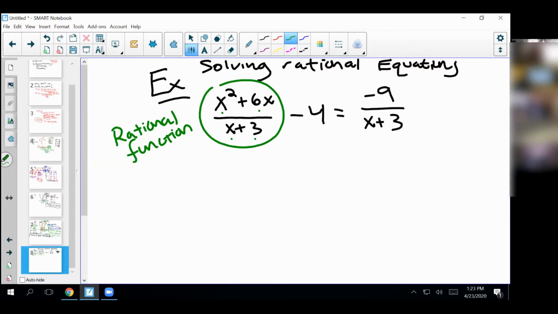And until very recently, I thought this was kind of a weird name for it. Like, why is it called rational? Are other functions irrational or something? But no, it doesn't have anything to do with reason. It has to do with the fact that it's a ratio. The word ratio is built in there. So it's a ratio of two functions. That's a rational function.